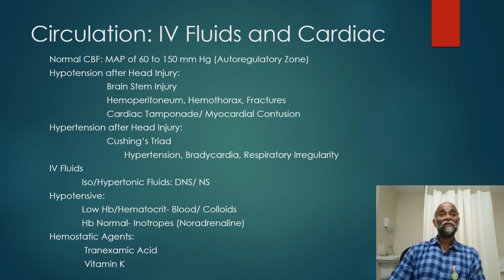Hypotension is managed depending upon the cause of hypotension. If there is a low hemoglobin and a low hematocrit, suggestive of blood loss, blood and colloids are transfused. If the hemoglobin is normal, inotropes will be indicated.